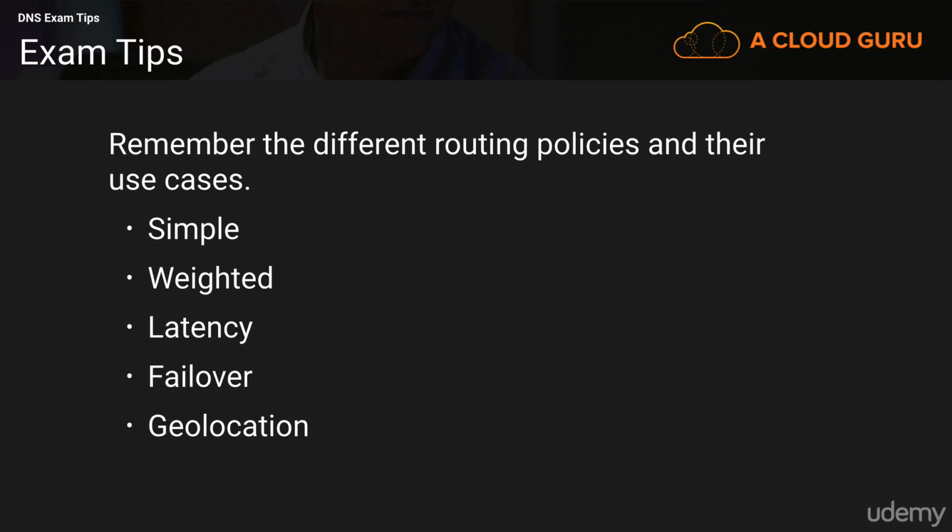And then we have geolocation routing, and this is where we say, okay, I want my European users to be directed to my European site, whereas I want my American users to be directed to my US site. So that's what geolocation is. So just understand the different routing policies, remember the difference between a CNAME and an alias, and remember that elastic load balancers will not have a public IPv4 address.